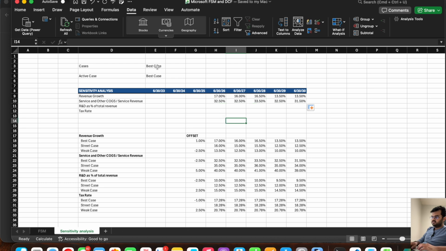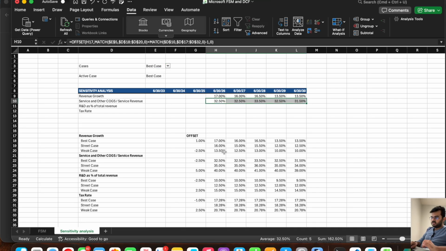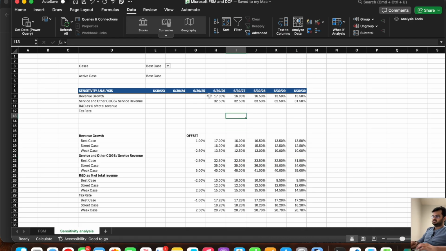Now let's evaluate if our number makes sense. Let's go back to street case. Okay, in the street case, the number for this service and other COGS is 35, 35, 36, 35, 34. And here, yeah, 35, 35, 36, 34. If we switch from our street case to best case, it's 32, 32.5, 33.5. That is the same number we are having in this row. So which means whatever we did here makes sense.